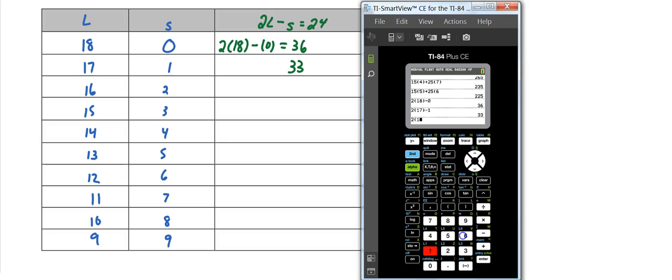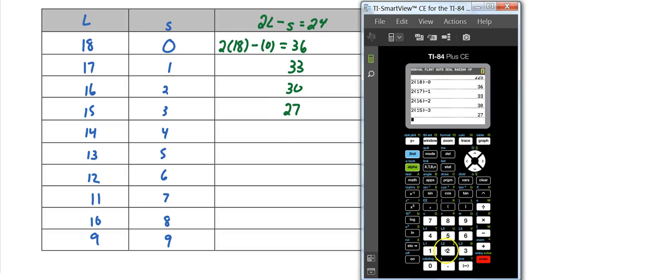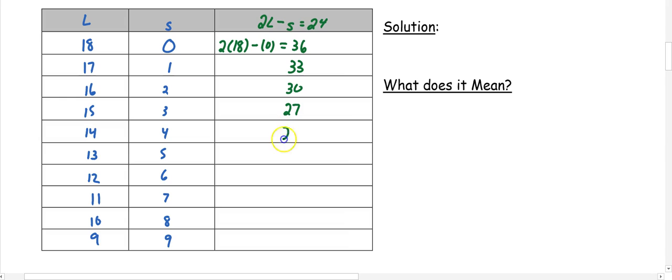So 2 times 16 minus 2 is 30. Next row, 2 times 15 minus 3 is 27. Next row, 2 times 14 minus 4 gets us 24. Remember, 24 was the number we were looking for. So our solution is 14, 4, because we're going in alphabetical order again. So 14, 4. What does that mean?